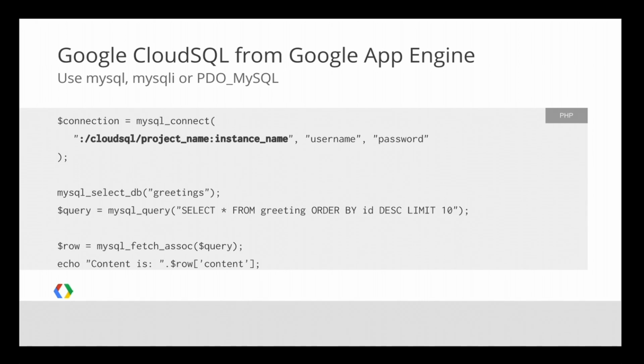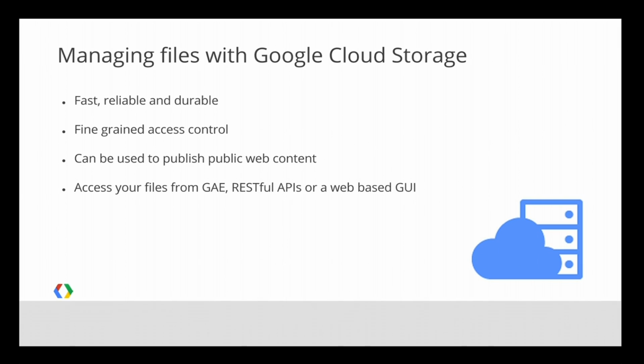Let's talk about file storage. So again, with file storage, we wanted an object store system that was as scalable and efficient and performant as App Engine itself was. And Cloud Storage gives us this. It has a couple of pretty interesting features, one of them being fine-grained access control.